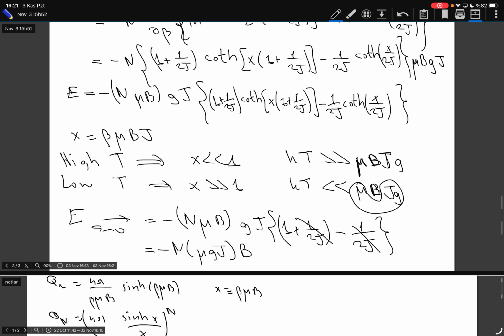So any questions in these derivations? Any questions about the canonical ensemble?